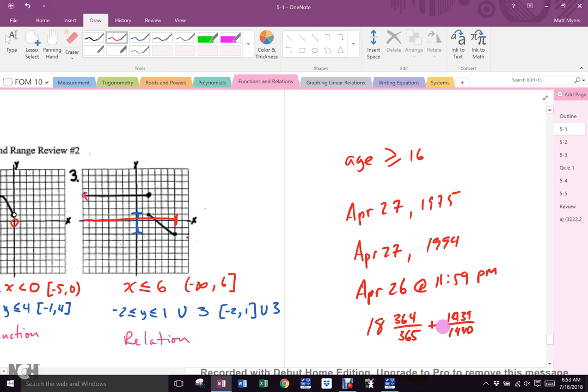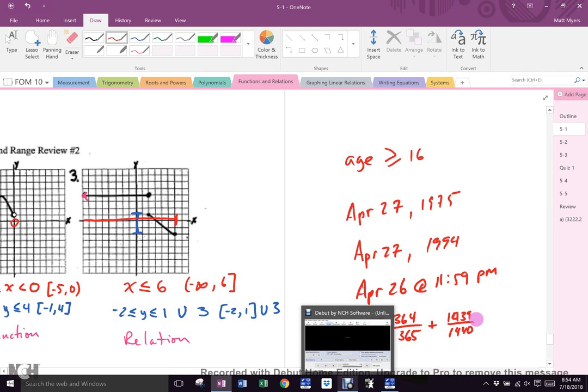But on a graph, would you include that dot? No, because I wasn't actually 19. Do you understand? Everybody gets it? Okay. That's the best illustration I can give you for less than versus less than and equal to. And it works for everyone. Everyone's cool. Okay.